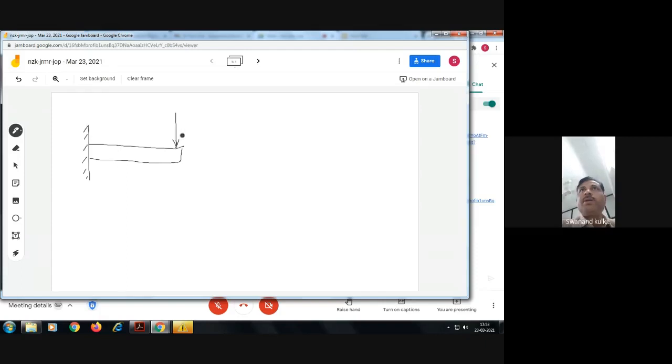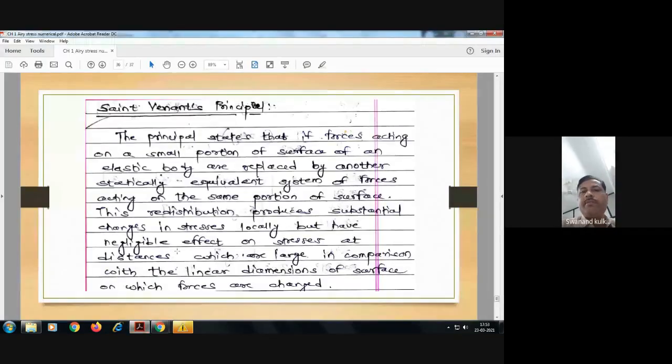Are you getting this figure? Are you observing this figure? Yes, sir. So a cantilever beam is there. One end is fixed. At the other end, one arrow is shown in the downward direction, which indicates that this kind of load is applied here.